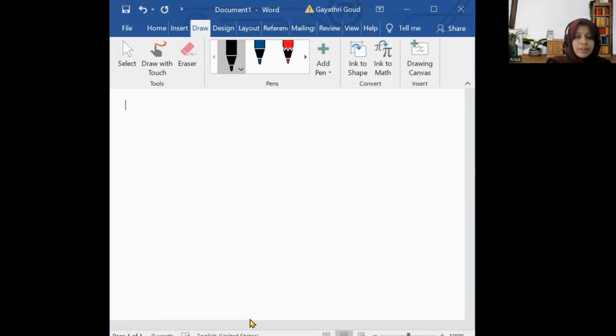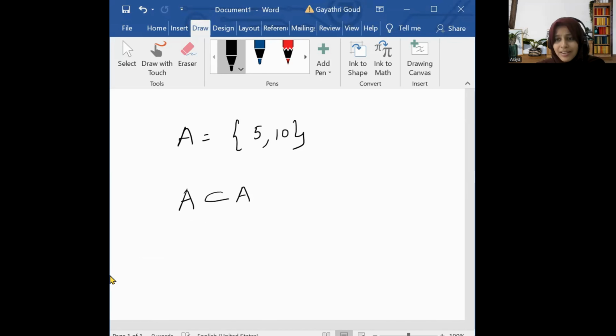Now moving on to the next concept. Now I am writing the elements of A as 5 and 10. Now can I call A a subset of A? Yes, because it contains the same elements, 5 and 10. So that means every set is a subset of itself. Clear? A also contains 5 and 10. Again, I'm talking about the same A here. So every set is a subset of itself.